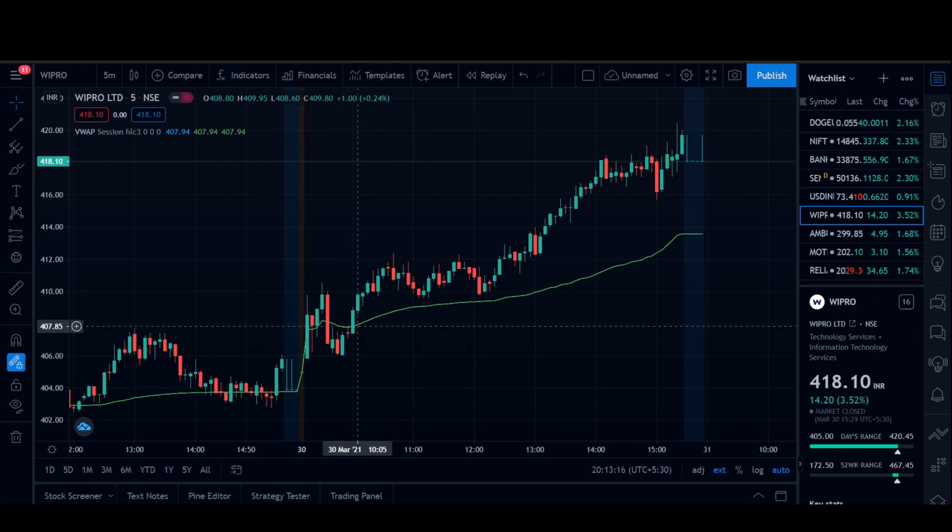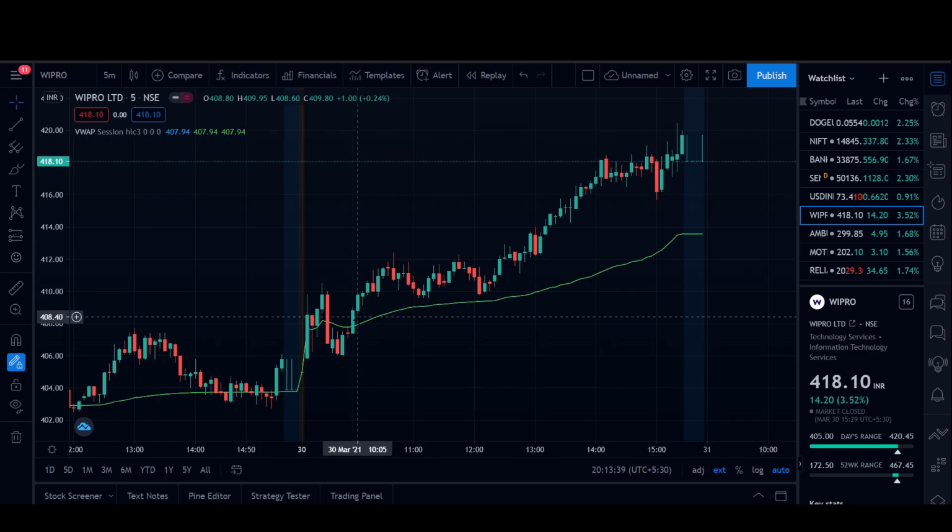I'll give you an example from above also, but right now it broke the VWAP from below. Wait for the next 5 minute candlestick to form, then take your entry here. And as you can see, it's a big bullish trend, indicating a buy for the stock.